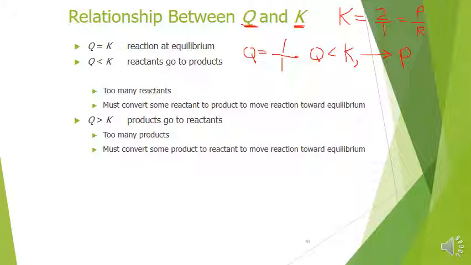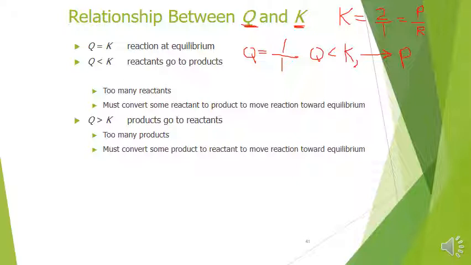Okay, so when Q is less than K, the reaction will push towards product. And I hope you'll see how that works. So let's say that K is equal to 2 over 1, and Q is 1 over 1. You can see there's not enough product here to get to equilibrium. So the reaction is going to make more product to get to a 2 over 1 ratio.